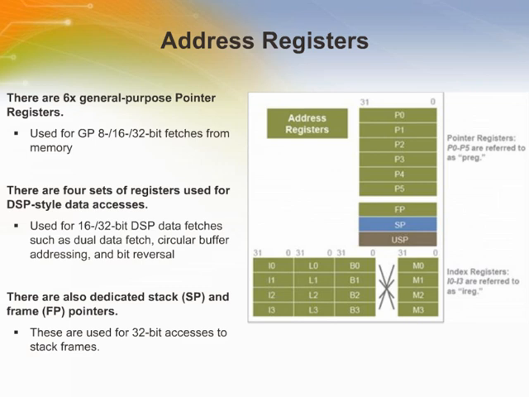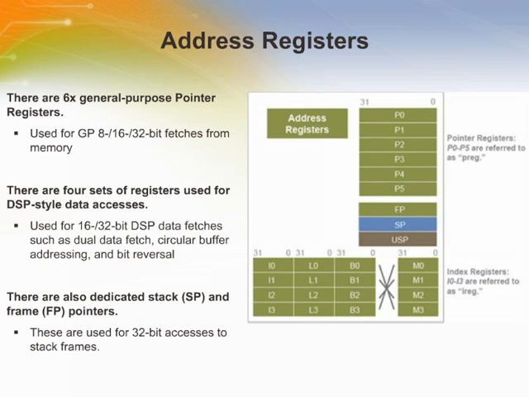The address registers are contained within the addressing unit. There are 6 general-purpose pointer registers, P0 through P5. These are just used for general-purpose pointing. We initialize them with a 32-bit value to point to anywhere in the Blackfin's memory space, and they can be used for doing 8, 16, or 32-bit data fetches.